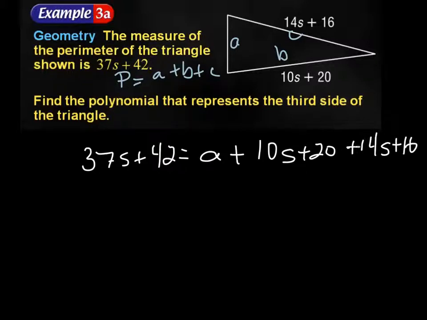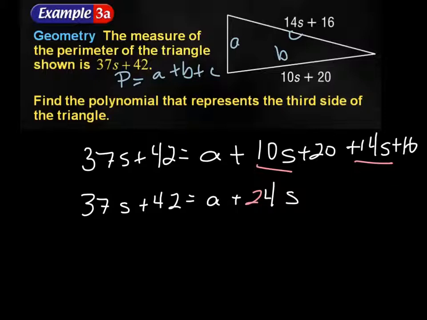Okay, I made this look like an algebraic equation. It looks really long, but it's really not bad. I'm just going to copy down the left side as it is for a second. And on the right side, I'm going to combine my like terms. So I've got a 14s and a 10s, which is 24s. And then I've got a 20, and that was supposed to be a 16. So plus 36.